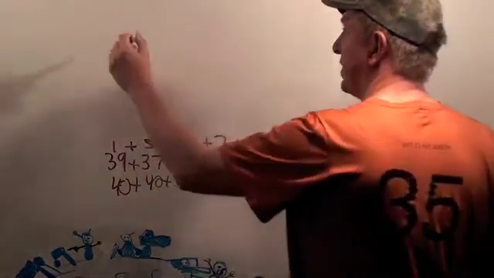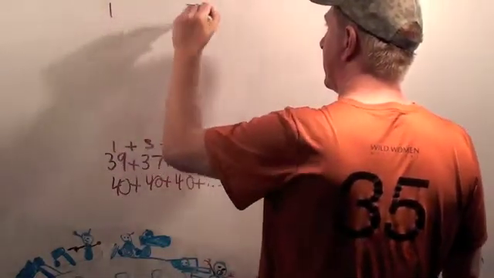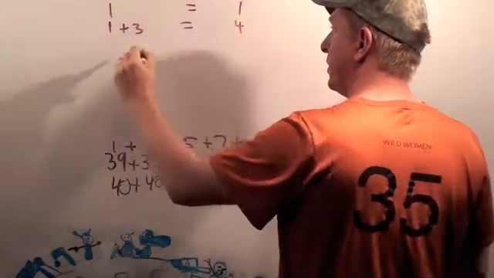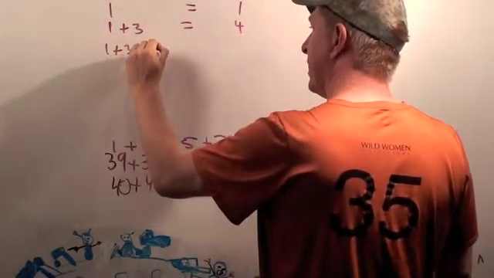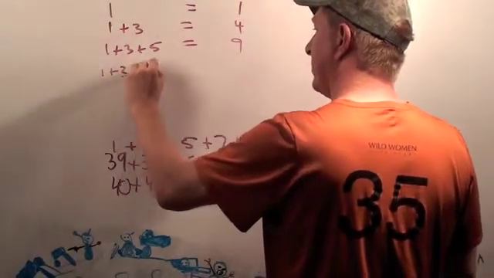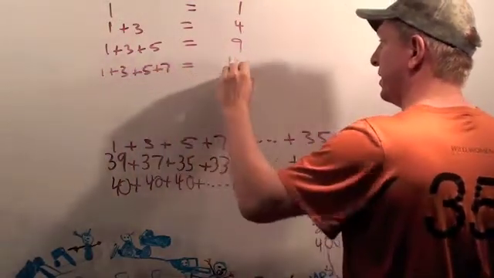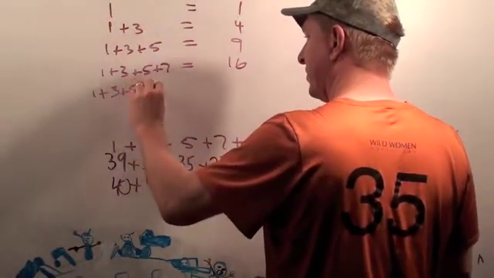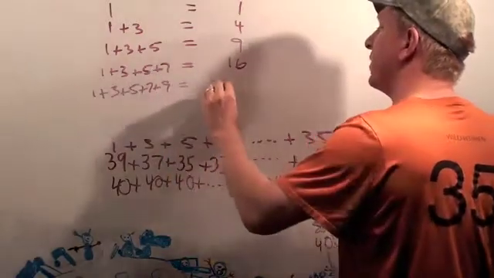If I take the first odd number, I get 1. 1 plus 3 is 4. 1 plus 3 plus 5 is 9. 1 plus 3 plus 5 plus 7 is 16. 1 plus 3 plus 5 plus 7 plus 9 is 25.